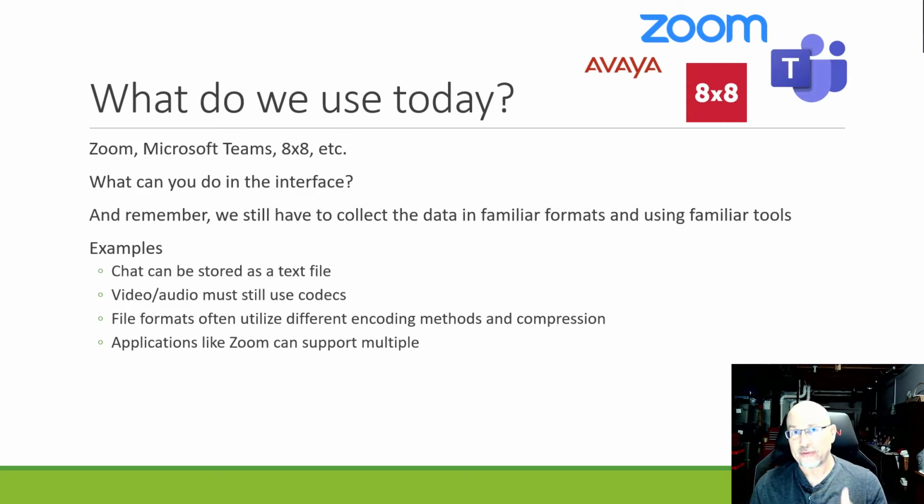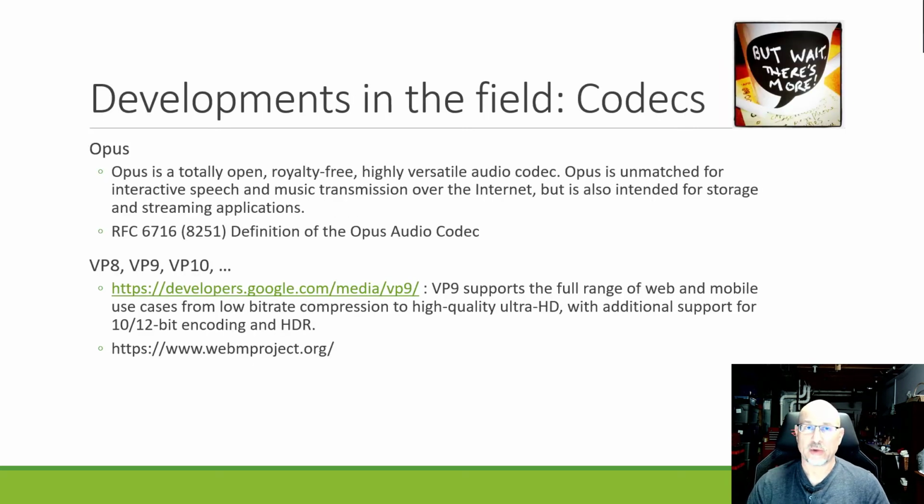File formats often change the encoding methods and, of course, the compression that you might be using. And applications such as Zoom or Teams can support multiple codecs, multiple file types, just depending on what you'd like to use. So it really is an interesting change to the way that we do things, and quite a step up from traditional telephony through VoIP, through the early stages of unified communications to the way we do things today. Now, unified communications is certainly not the end of the story.